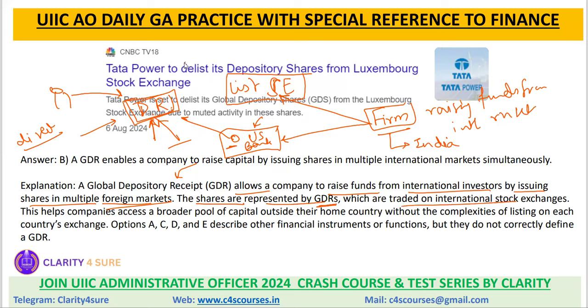These depository receipts that the investor is purchasing from this bank are tradable on the stock exchange. So at any point of time, this can be sold by this investor to another investor. What is this helping? It helps companies access a broader pool of capital outside their home country without the complexities of listing on each country's exchange. As we said, they had two options. Either they can list their shares, or if they do not want the hassle of listing on the stock exchange of other countries, they might take this way.